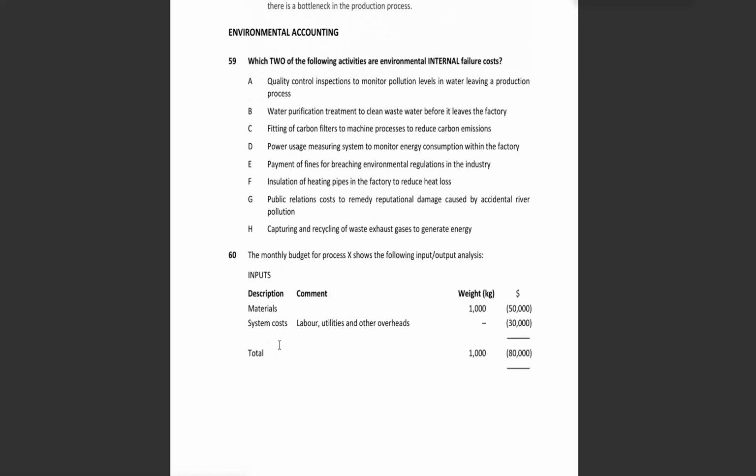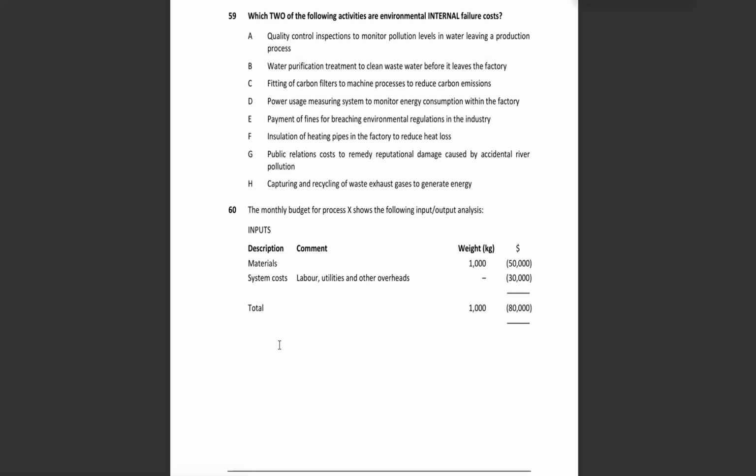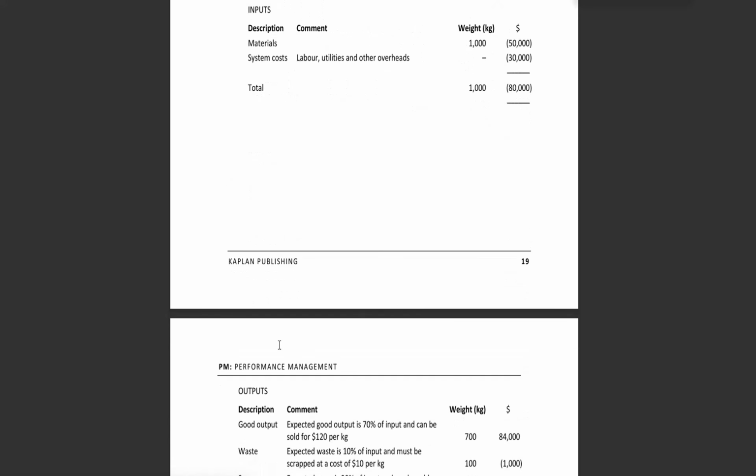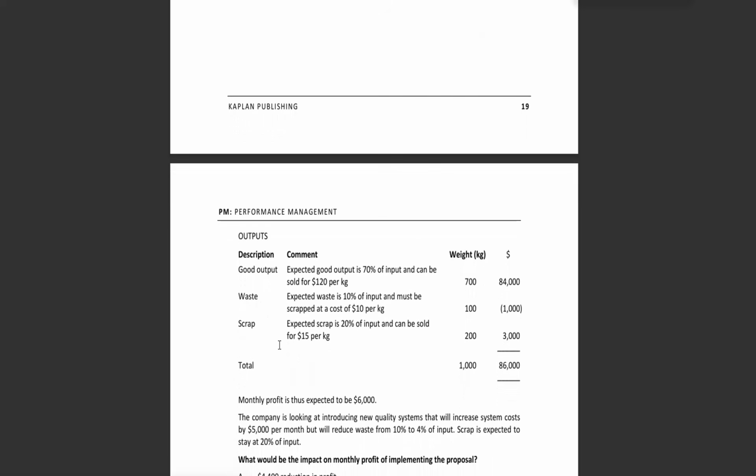Now question number 60. The monthly budget for the process X, following input output analysis. Input material we have used 1000 kg, which costs 50,000. System cost like labor, utility, and other overhead costs 30,000. So altogether cost incurred for the 1000 kg of input to process is 80,000.